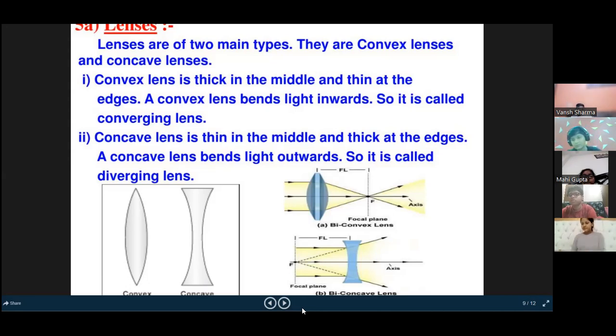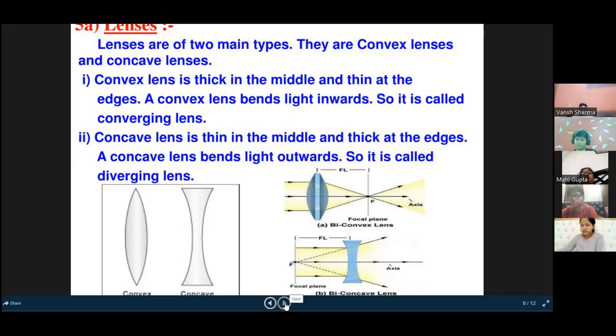So here we have two types of lenses. This is known as a convex lens. Can you define a convex lens? It is thicker in the middle and narrow at the edges. See, at the top and bottom, the edges are narrow, and it is thicker in the middle. On the other side, you can see the concave lens. Concave is thinner in the middle and thicker at the edges.